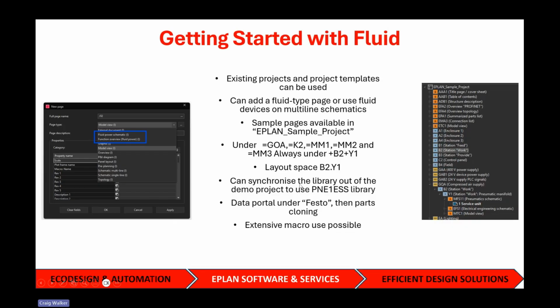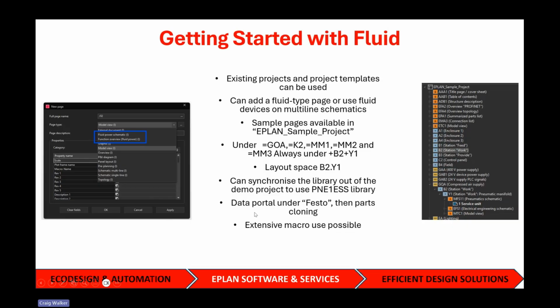You can synchronize the library out of the demo project that's provided by Eplan if you want, but the PNE1 ESS library is the principal library we'll be looking at, and that actually comes with Eplan. It should be in your Eplan symbol library directory in your master data, and you should be able to get access to this instantly, regardless.